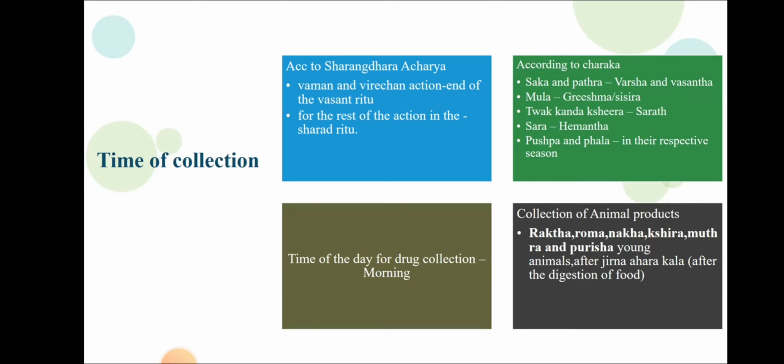Next, according to Charaka, Tesham Shaga Palasham Ajira Prarura Varsha Vasandayoho Grahyam. So Shaga and Patra should be collected in Varsha and Vasanta Ritu. Mula, that is the root of the drug, should be collected in the Grishma Ritu or Shishira Ritu. Grishme Mulani Shishireva Shirna Praroda Parnani.